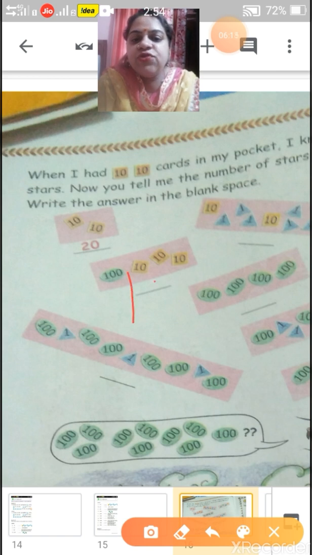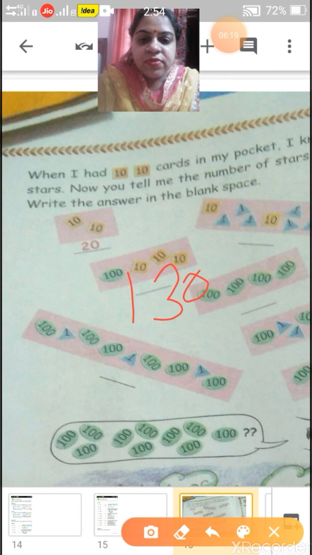Now 100, 10. So 100 plus 10 into 3 is 30. So 100 plus 30 is equal to 130. Okay children. Next you will count. Okay. Like 10, 3 and 3. So how? 26. Now children, let's have a look.